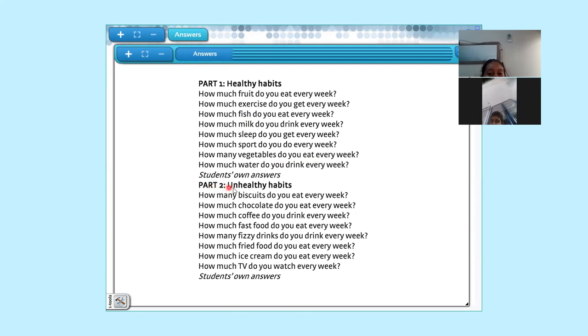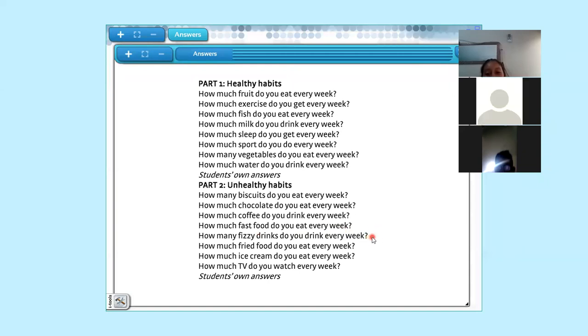Okay, Anthony Montoya, part number 2. Unhealthy habits. How many biscuits do you eat every week? How much chocolate do you eat every week? How much coffee do you drink every week? How much fast food do you eat every week? How many fizzy drinks do you drink every week? How much fried food do you eat every week? How much ice cream do you eat every week? How much TV do you watch every week?